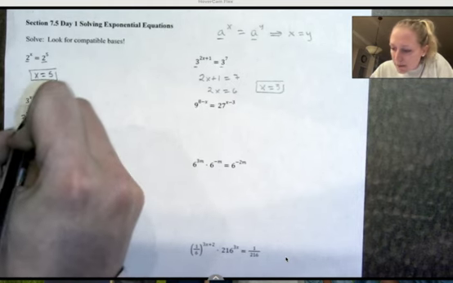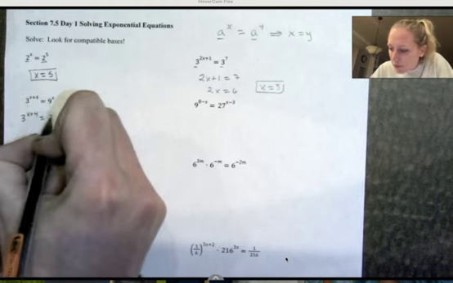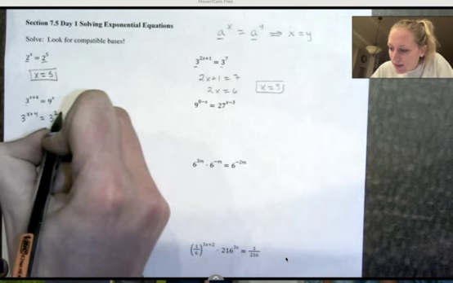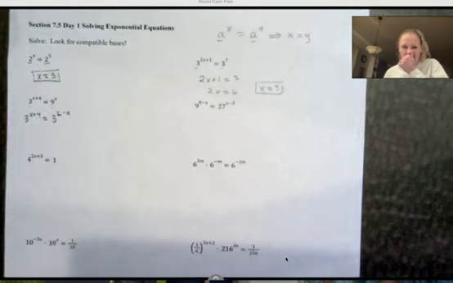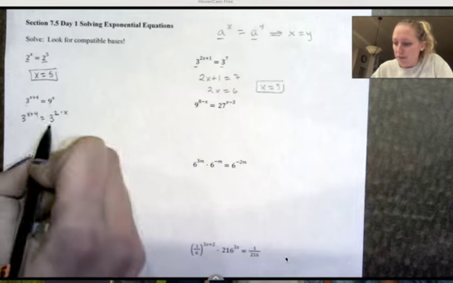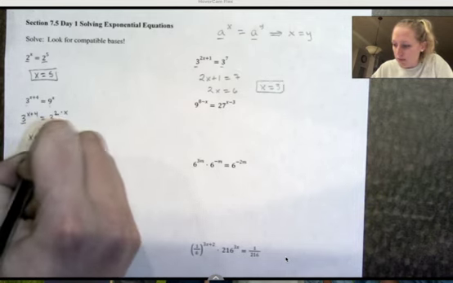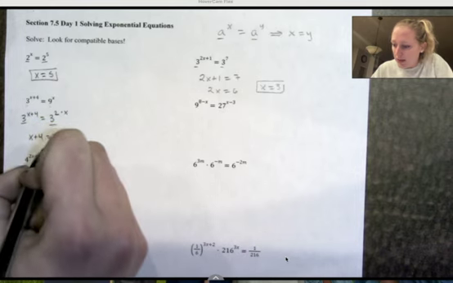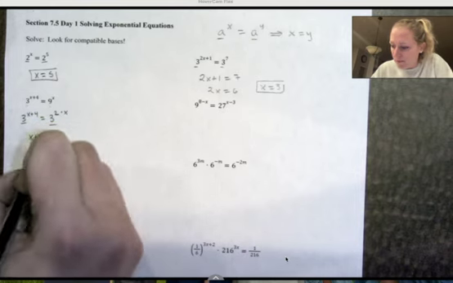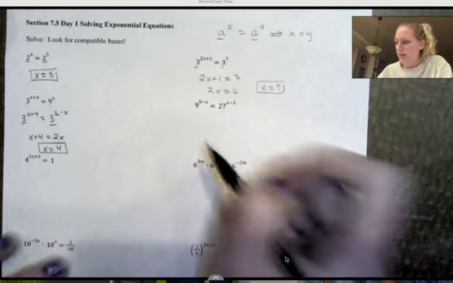So I'm going to rewrite this as 3 squared, and then this x is just being multiplied in there. Now that these match, I can set the exponents equal to each other. So I have x plus 4 equals 2x, so x is equal to 4. Okay, so let's try that here.